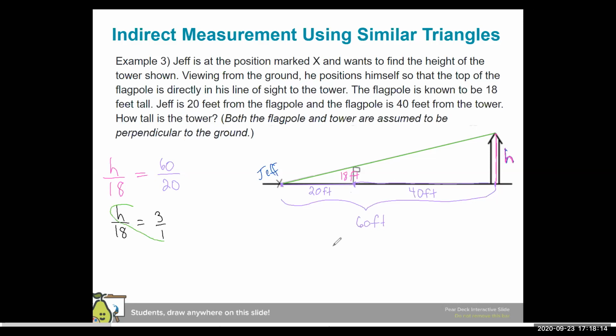Now I can cross multiply. I have H times 1 is just H, and 3 times 18, which is 54. So we know that the height of the tower is 54 feet.